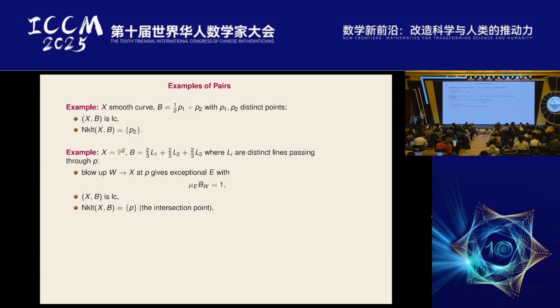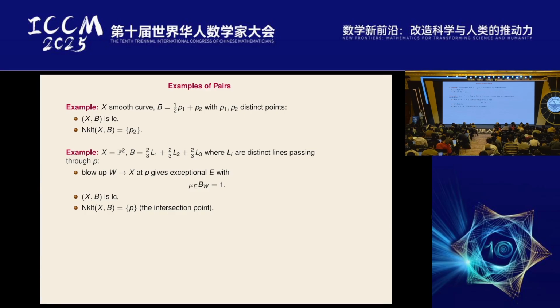Okay, so let's look at a slightly less obvious example. This time I'm taking X to be P^2 and take L1, L2, L3 to be 3 different lines but passing through a point P.